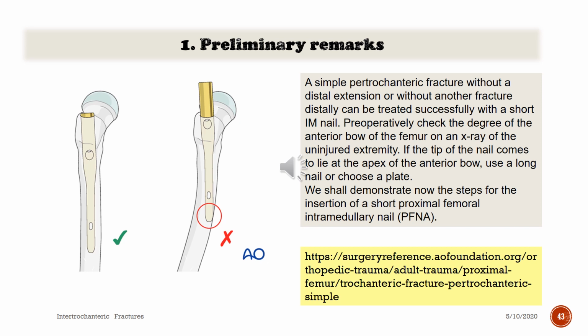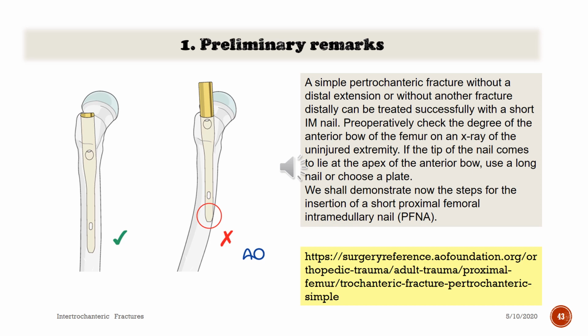Preliminary remarks. A simple pertrochanteric fracture without a distal extension or without another fracture distally can be treated successfully with a short intramedullary nail. Preoperatively check the degree of anterior bow of the femur on the X-ray of the uninjured extremity. If the tip of the nail comes to lie at the apex of the anterior bow, use a long nail or choose a plate. We shall demonstrate now the steps of the insertion of the short proximal femoral intramedullary nail, PFNA.